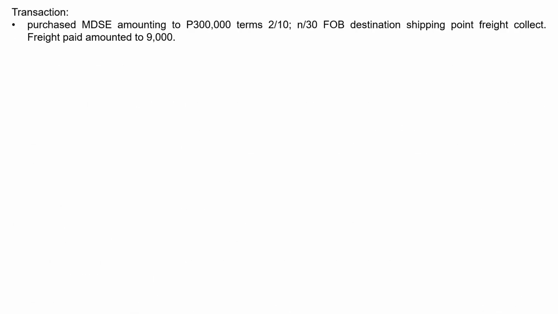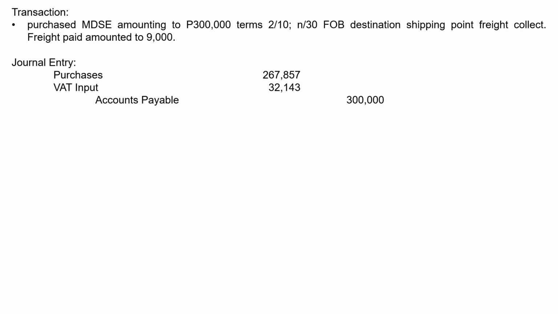Another transaction. So we are the buyer here. Purchased merchandise amounting to 300,000, terms 2/10, n/30, FOB destination, shipping point freight collect. And then the freight paid amounted to 9,000. So our accounts payable here is 300,000. So we credit accounts payable 300,000. And then 300,000 divided by 1.12, so we get the value of the purchases, which is 267,857. And then 300,000 minus 267,857, so we get 32,143, which is the VAT input to be debited.